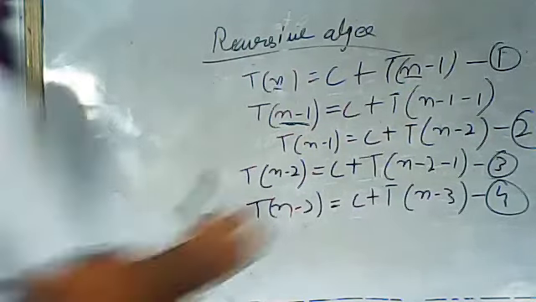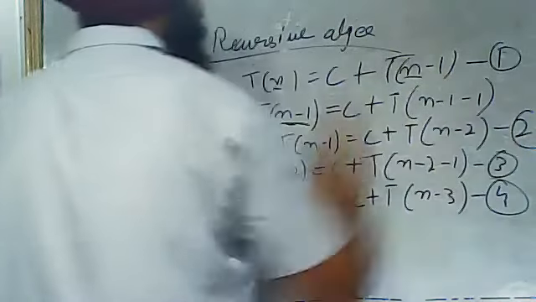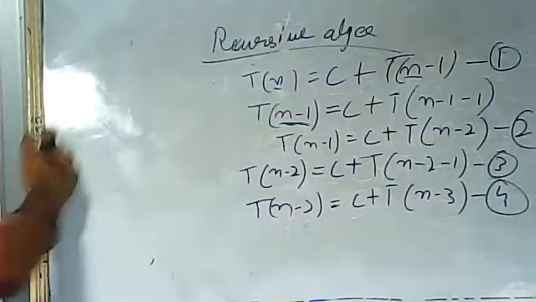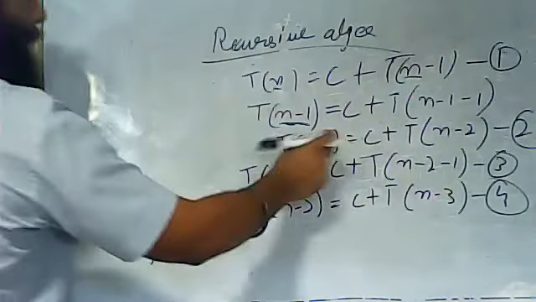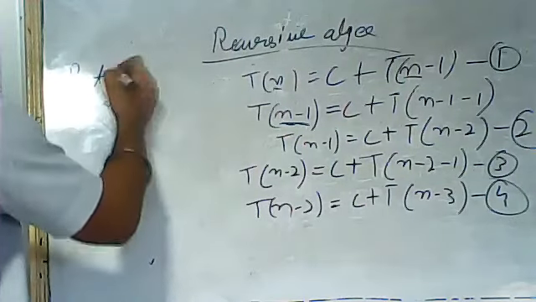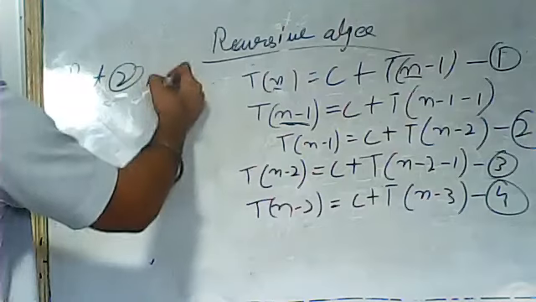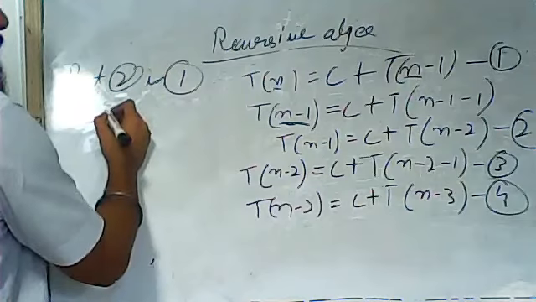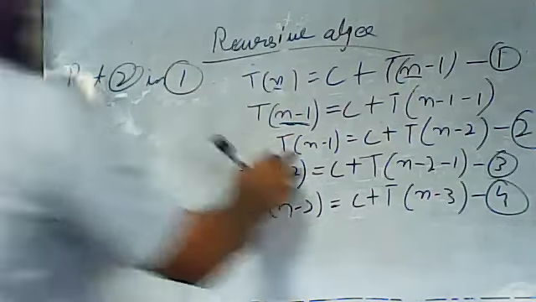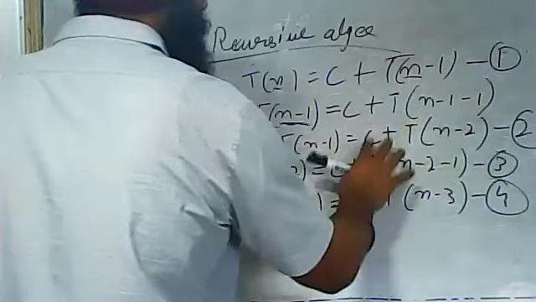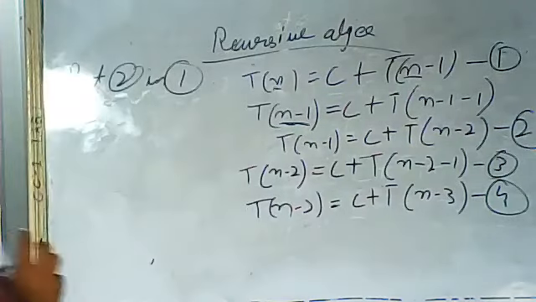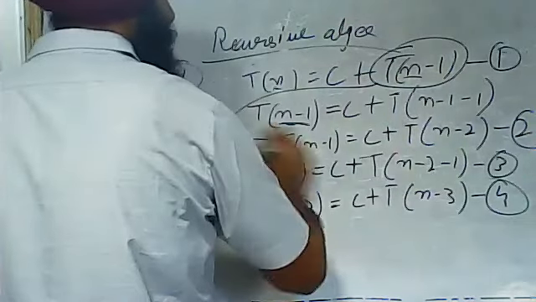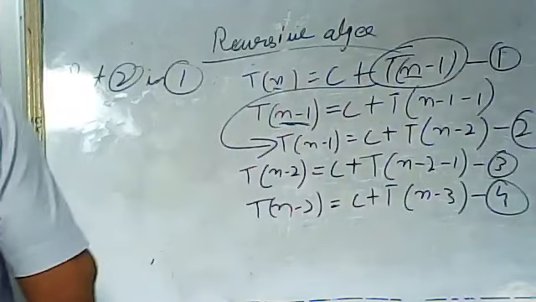And if I put the answer of this equation in the first equation again, that is back substitution. If I put this again, what will happen then? I'm going to write at this side. So I'll put the value of 2 in 1. Now you can write it down. Put the value of 2 in 1. So I'm going to do the back substitution here. What will be the value of T of n minus 1? That is C plus T of n minus 2. So here, instead of writing this, I am writing this. What will be the value here?